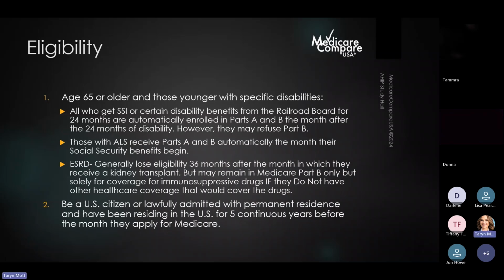Those with ALS receive Part A and B automatically the month their Social Security benefits begin. End-stage renal disease generally lose eligibility. This one is on the test.